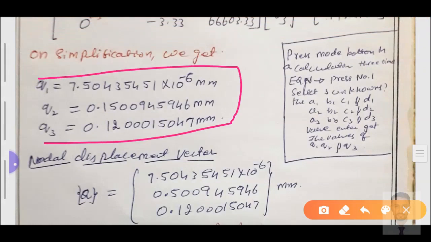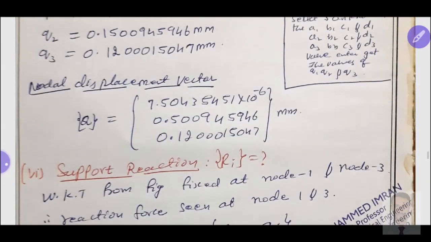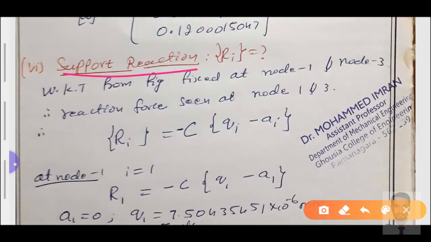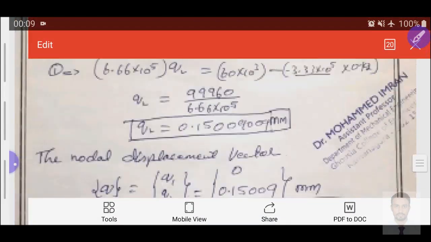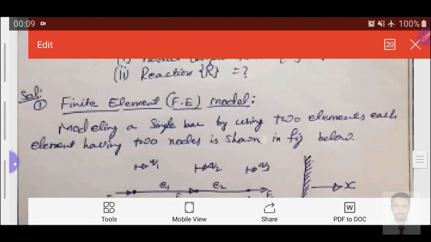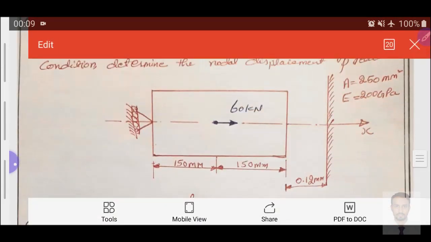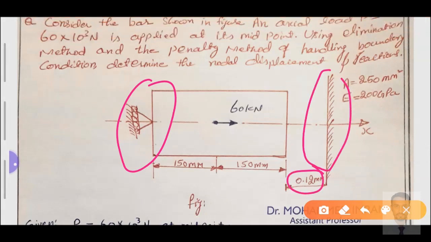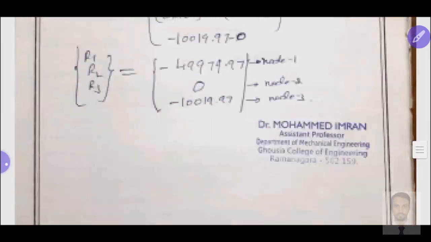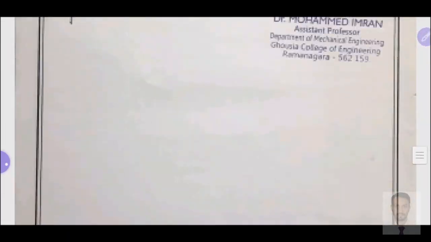Okay, so in this penalty method, the q value we found, the q vector, we have represented in terms of millimeter. Then we have the supporting reaction. We know how we need to find the supporting reaction. We know from the figure it is fixed at node number 3 and node number 1, so reaction force is seen at node number 1 and 3. I'll bring the figure again to cross verify. You can see here and you can check. So here we have fixed, and approximately fixed. After displacing by 0.12, we assume there is no displacement. That is the reason the reaction force is also.